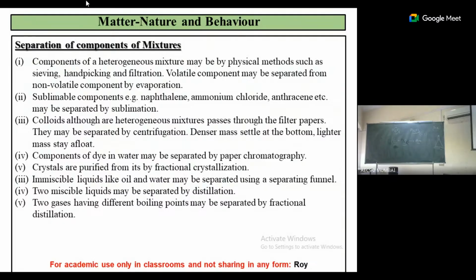Immiscible liquids like oil and water can be separated by using a separating funnel. Again, here density plays a role. You fill the funnel with the mixture, then open the stopcock. Your heavier liquid will go out and the lighter one will remain, and you can see it from the color and stop. And two miscible liquids with different boiling points can be separated by distillation, such as water and alcohol.